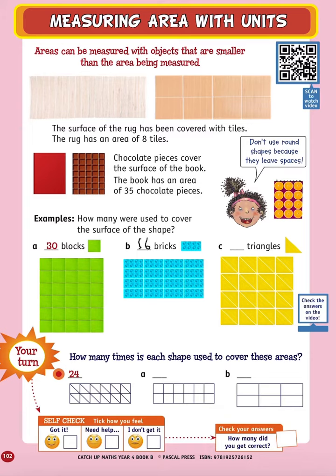And finally, we have our triangles. And we have 2, 4, 6, 8 triangles times by 2, 4, 6, 8 triangles. So 8 times 8 is 64. So 64 triangles are used to cover that surface.